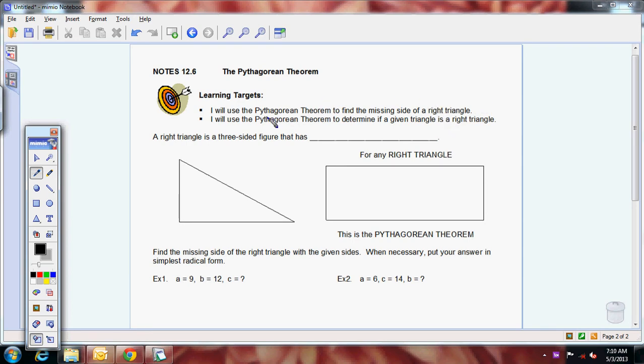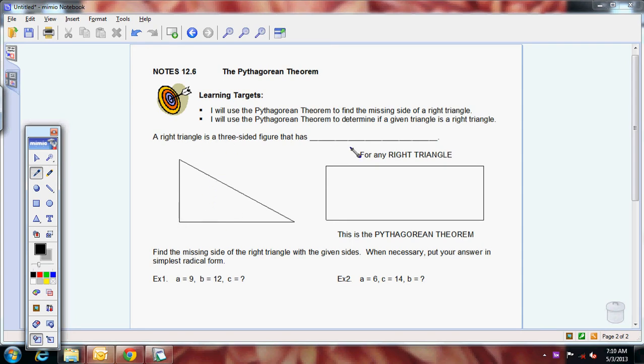So the Pythagorean Theorem is what we use to find the missing side of a right triangle. We're going to do that, and then we're also going to determine if a triangle is a right triangle. We're going to use all the information we learned about square roots and squares, and that's going to really help us with this. And this will get you ready for geometry next year.